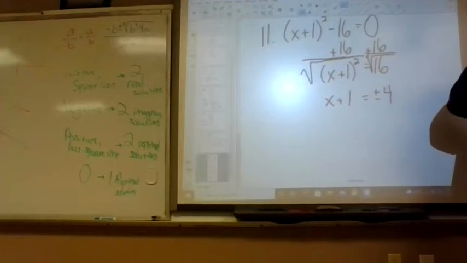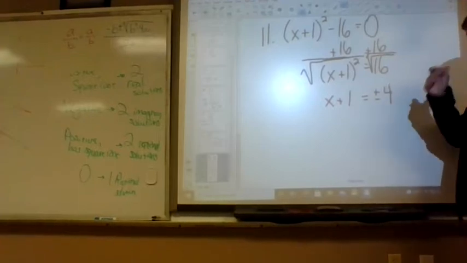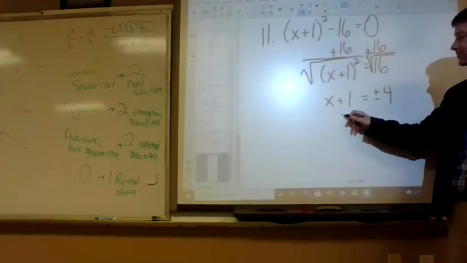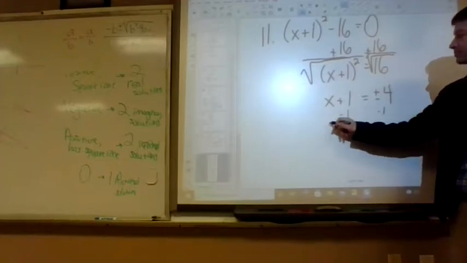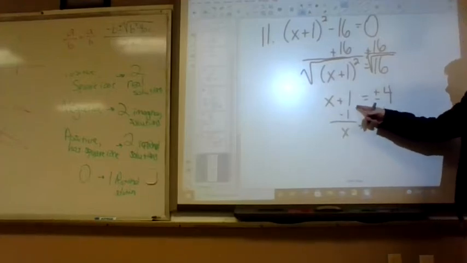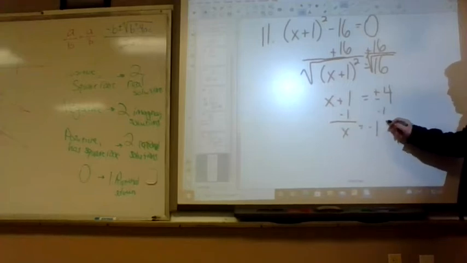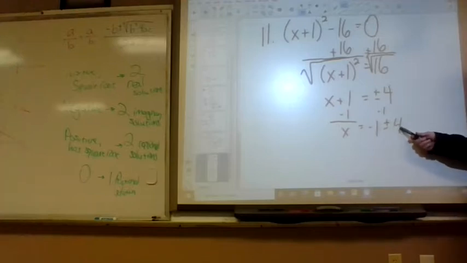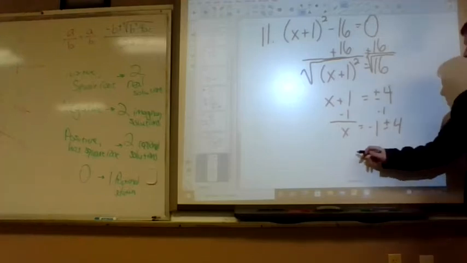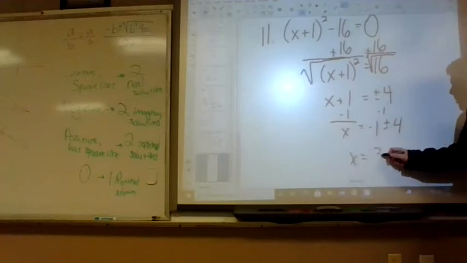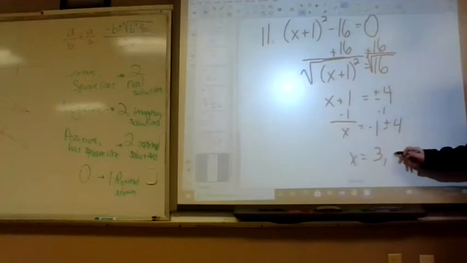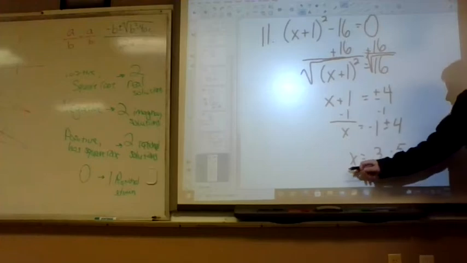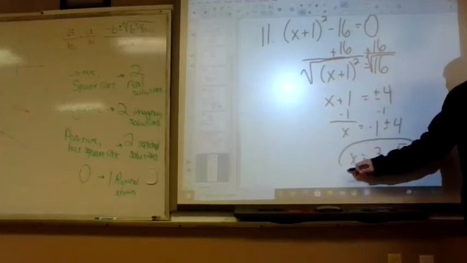And how would I solve this for x? Let's get x by itself. It's 3 and negative 5. So it would be subtract the 1, so it would be negative 1 plus or minus 4. So what's negative 1 plus 4? 3. And what's negative 1 minus 4? Negative 5. Probably the easiest way to do that problem.